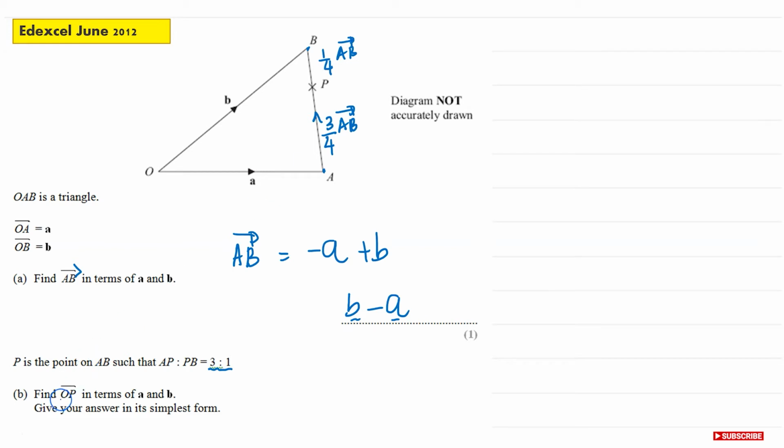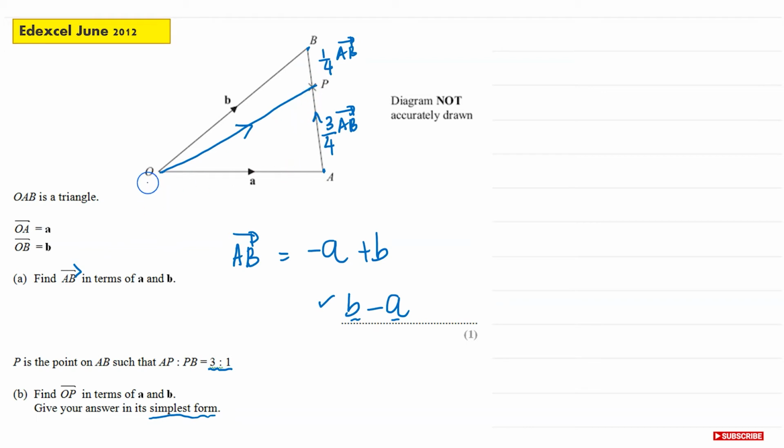So now we've been asked to find OP in terms of A and B. Give your answer in its simplest form. So OP, if we draw that vector, is right there. Now you have a choice. To go from O to P, you can go from O to A and then A to P. Now it's easy because we've done vector AB, which we know is right here. So if we can go this way, everything is going to be positive. If we go that way, that's positive, and this way is going to be in the negative sense of AB.